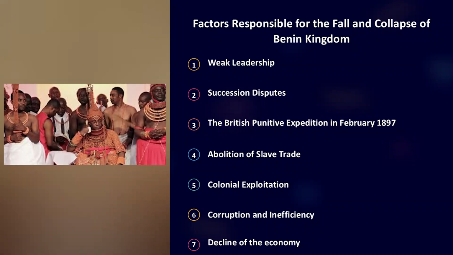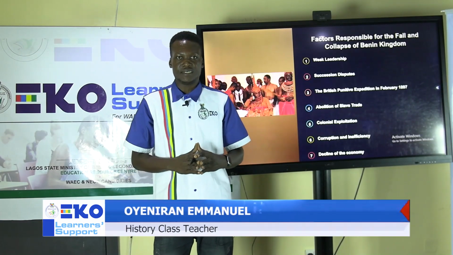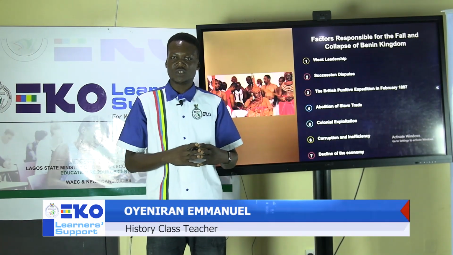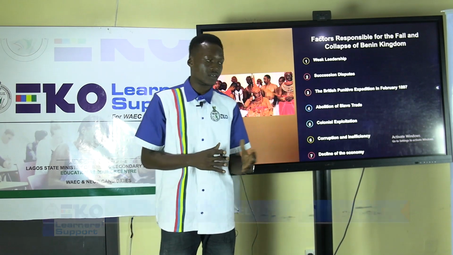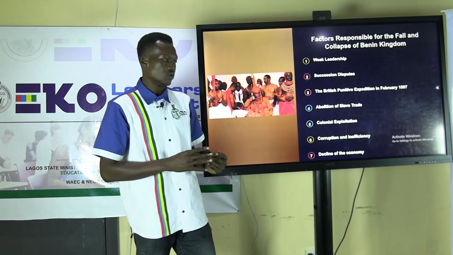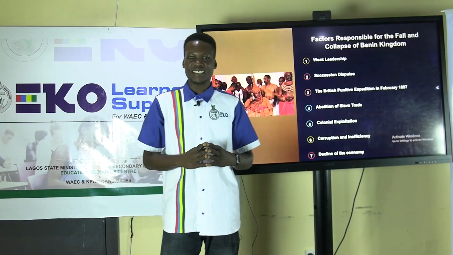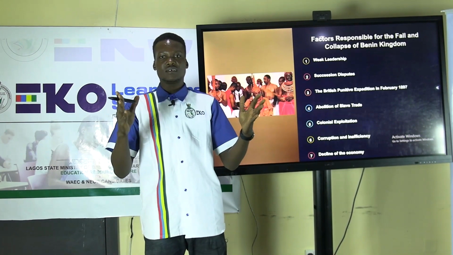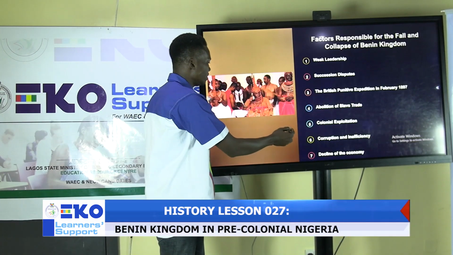Also, corruption and inefficiency. Corruption and inefficiency were really rooted in some of the administrative structures of the social political organization. Then decline of the economy, which got to a point whereby the economy had to collapse. So all these major factors led to the decline and fall of Benin Empire.